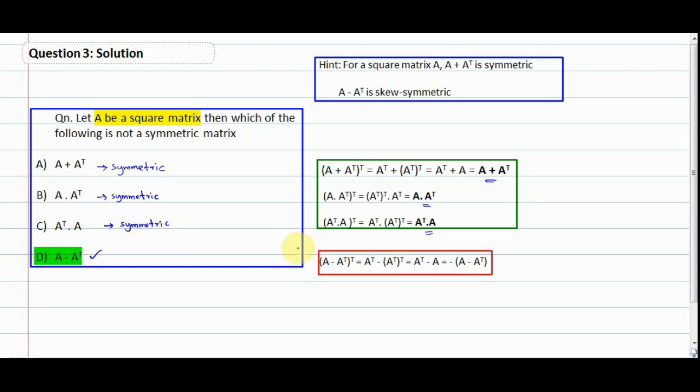Now if you take transpose of this 4th expression, that is A minus A transpose, what we get is minus of (A minus A transpose). So that means this expression A minus A transpose is not symmetric. Okay, so therefore here the right answer is option D, A minus A transpose. Okay, now let's move on to question number 4.